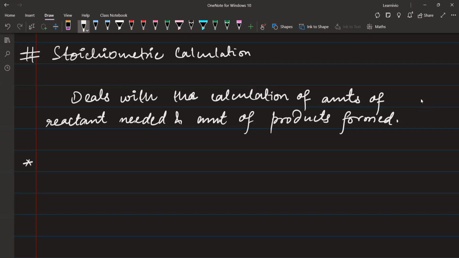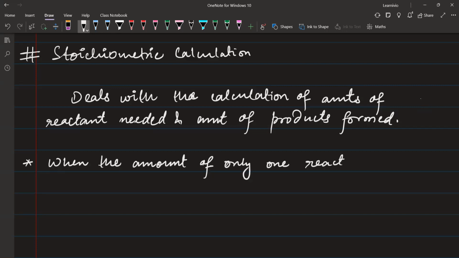The first type of question is when the amount of only one of the reactants is involved. आपको ज़्यादा समझ में आएगा. Please write these things with me, okay? In that case, what you have to do, I'm writing some things, just write it. You are slowly going to understand. Don't worry about it right now.